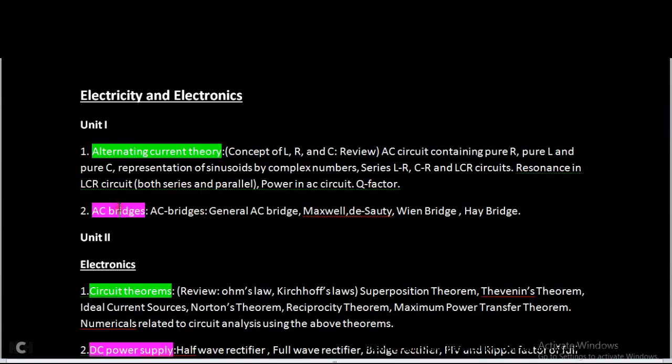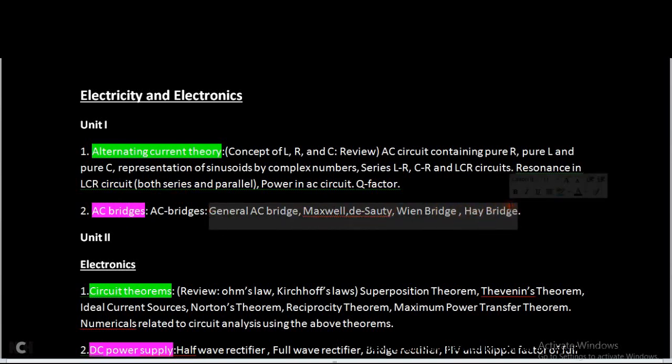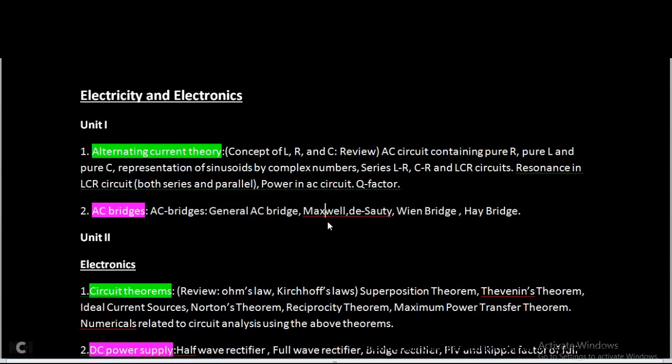After EMI and all, electromagnetic induction and all, then AC bridges. There's the general AC bridge, Maxwell, De Sauty, these three or four are also much more important actually. Definitely they used to ask questions from those. These are the AC bridges.